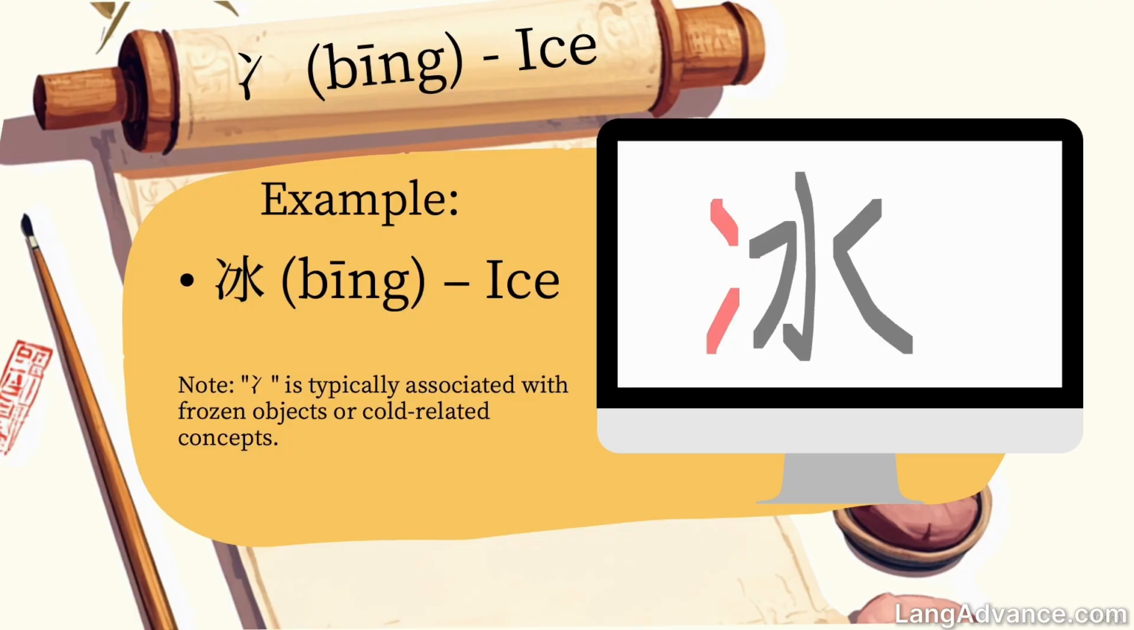Let's look at the radical 冫. It has something to do with water, isn't it? But now please take note there are two dots. When you see that two dots, there's one dot here and then there's this rising stroke. We know that this kind of words are typically associated with frozen objects or cold related concepts. So for example, we have the word 冰. 冰 is what? It's frozen, it's ice. So that's why we only have two dots.